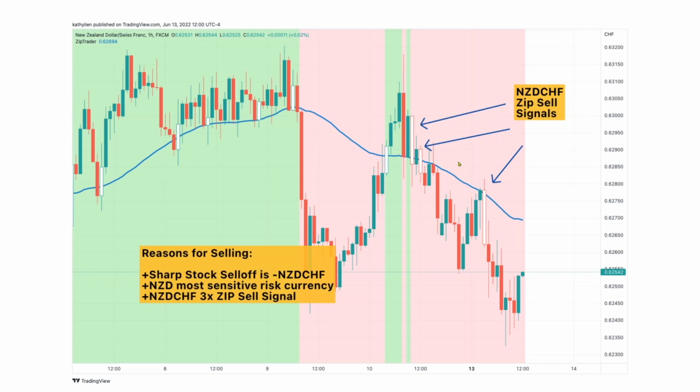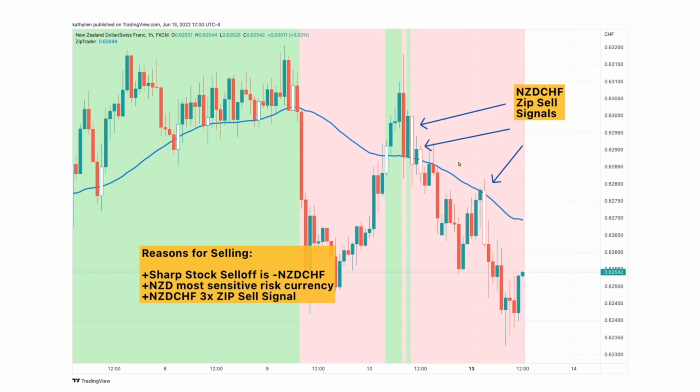And here she's telling you the reasons for why, that we had very, very strong risk off flows. When there's risk off flows, when stock markets go down, obviously that affects risk currencies the most, and the New Zealand dollar is very, very affected by the flows in the stock market.